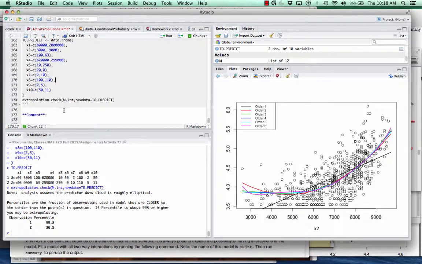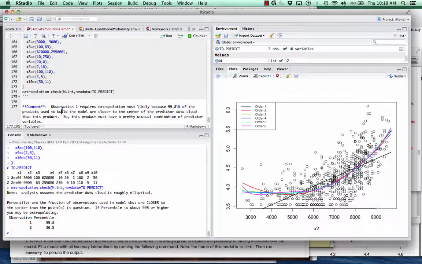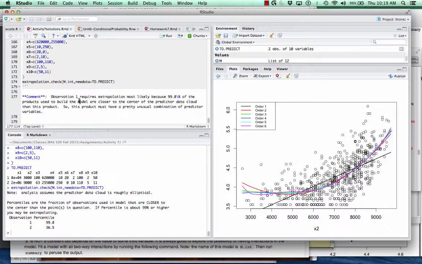All right, so do either require extrapolation? So observation 1 requires extrapolation, most likely, because 99.8% of the products used to build the model are closer to the center of the predictor data cloud than this product. So this product must have a pretty unusual combination of predictor variables. And so if we make a prediction there, that assumes the model is going to extend to that combination that it hasn't really seen before, and by very nature that's extrapolation. So we'd be worried about that for observation 1.